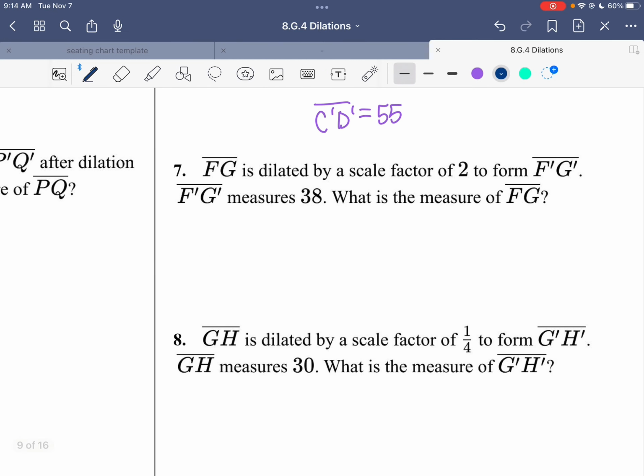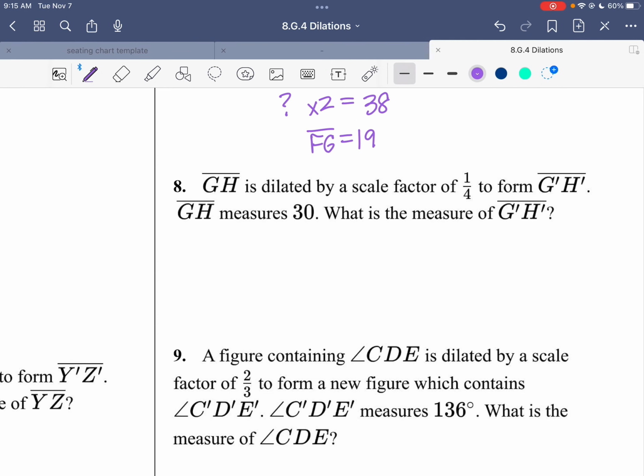Number 7, we're looking for the measure of FG, so the pre-image, and we're given the length of the image. So we know that FG times 2 gives us F prime G prime. We are told that F prime G prime measures 38. So we need to figure out what number times 2 gives us 38. So the measure of FG is 19. We have 38 divided by 2.